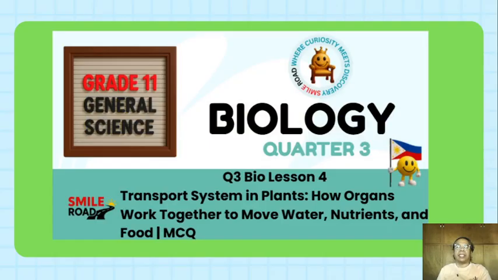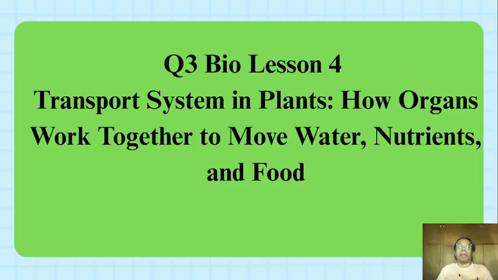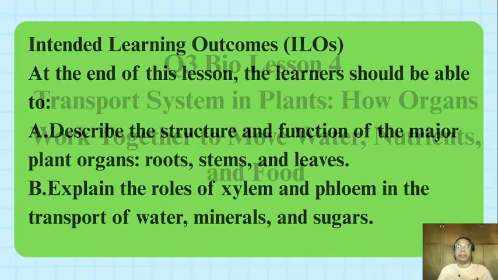This is Quarter 3, about biology for Grade 11 General Science. Our topic for today is about the transport system in plants: how organs work together to move water, nutrients, and food. This is Quarter 3 Biology, Lesson 4.